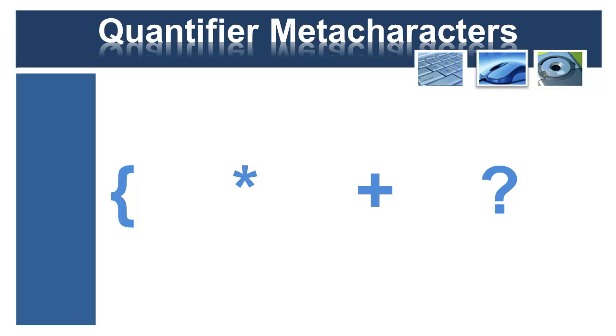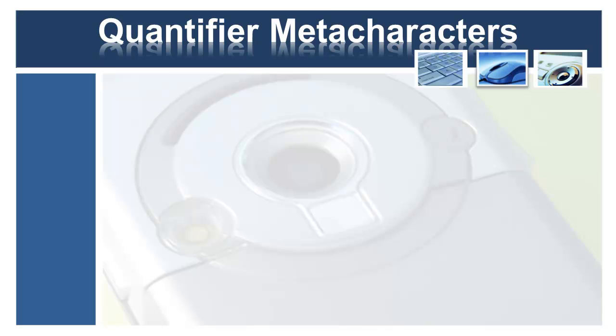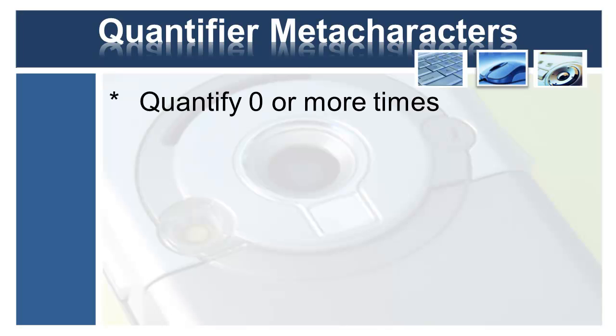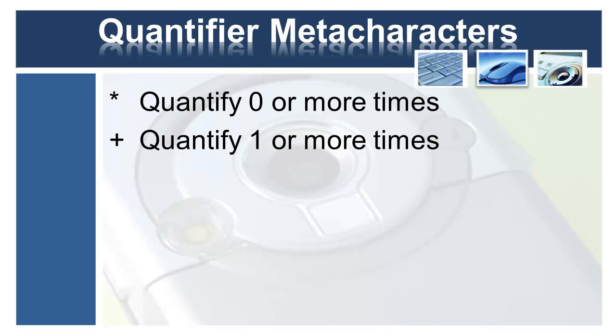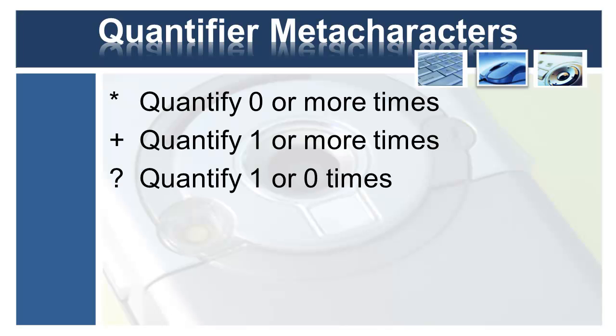So let's remind ourselves of what these quantifiers do. The asterisk allows you to specify that the preceding meta character placed before it can be used 0 or more times. The plus requires the user to use the preceding meta character at least once, and the question mark requires the user to use it once or not at all.